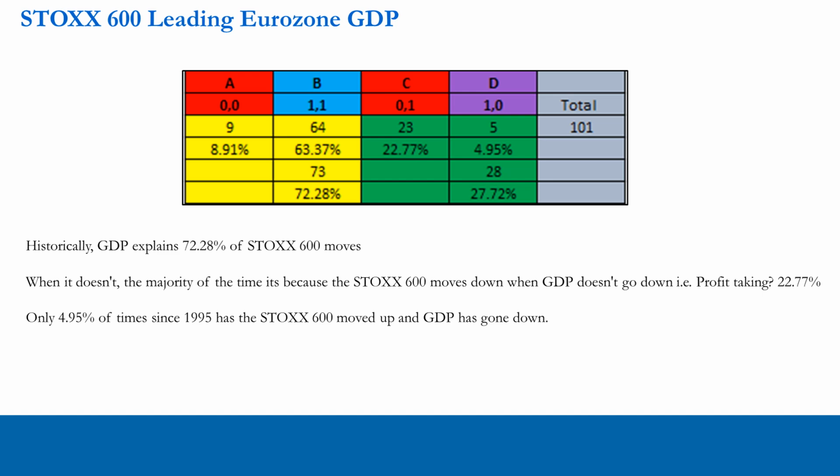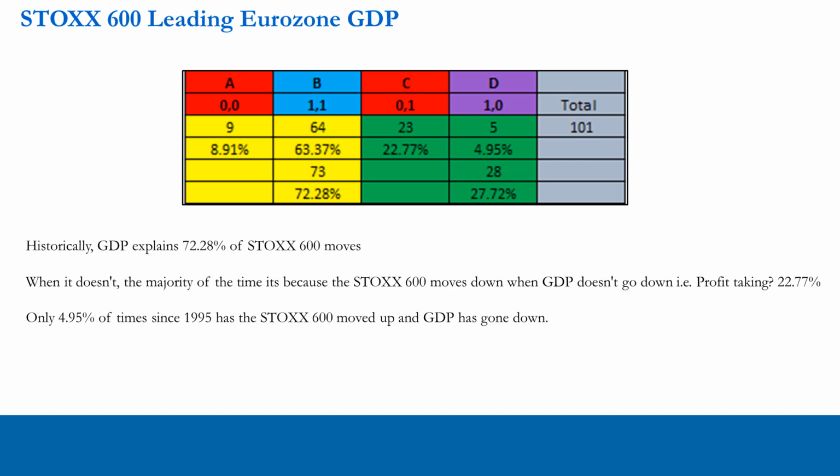So this is 63.37% of times. And then with the 0, 0 case, where the Euro Stoxx 600 goes down and Eurozone GDP goes down, this happens 9 quarters out of our 101 cases. So historically, GDP is moving in the same direction as the index. So Eurozone GDP is moving in the same direction as the Stoxx 600 72.28% of quarters.